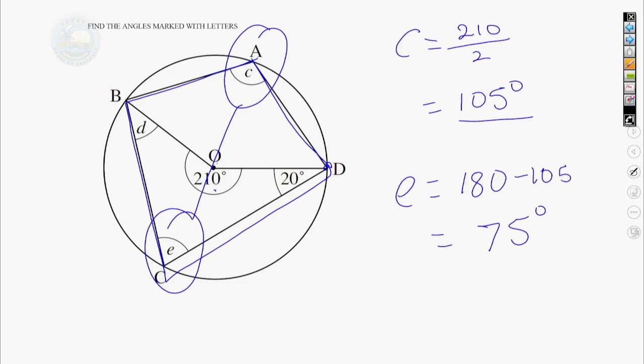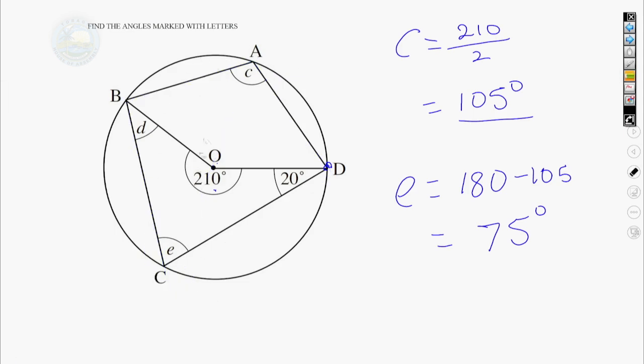And all that's left to find is D. Well, we can look at the fact that this shape is a quadrilateral, and as a result, if we wanted to, we can add these 3 numbers together and then take that away from 360. But I want you to look to see if there's any other way we could have done it. And I'll leave that one for your homework.